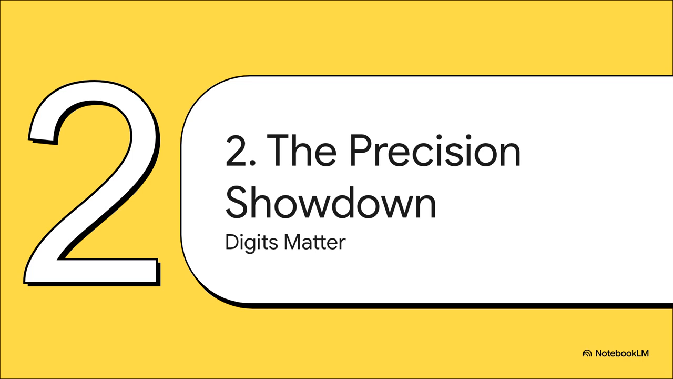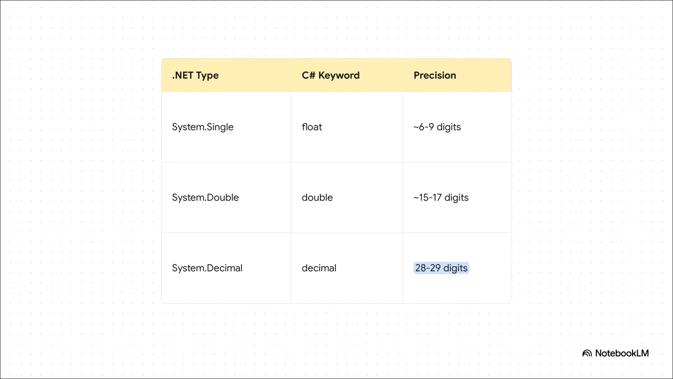So I keep using that word precision. What does it actually mean in practice? Let's put these two to the test in a little precision showdown. And here's where the difference really smacks you in the face. A float, which is kind of like double's little brother, gets you about 6 to 9 digits of precision. Okay, double is way better, giving you a solid 15 to 17 digits. But then look at decimal, 28 to 29 digits. It's not even a fair fight. It's in a completely different universe of accuracy.